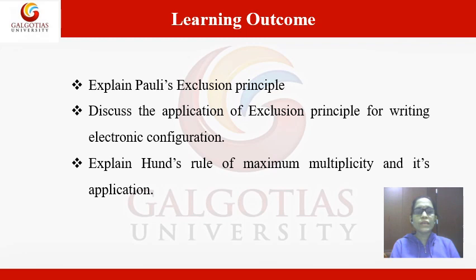What are the learning outcomes of today's class? After the class, you can explain Pauli's exclusion principle, you can discuss the applications of the exclusion principle, and applying this principle, you can write different electronic configurations of elements. Then you can explain what Hund's rule of maximum multiplicity is and apply it for writing electronic configurations of different elements.